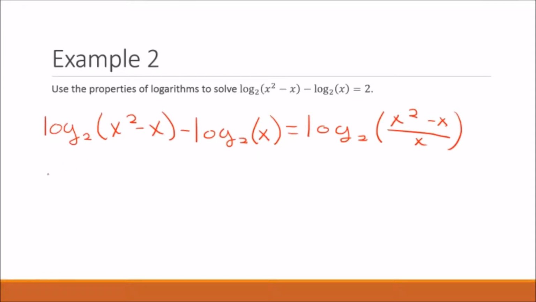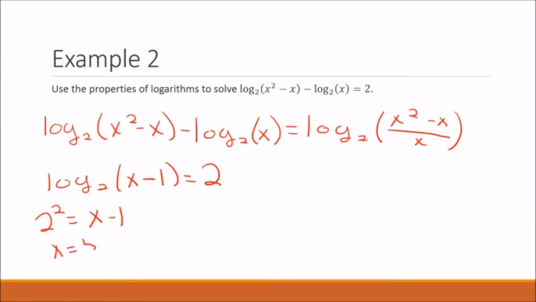Now the equation that we're trying to solve is log base 2 of x minus 1 is equal to 2. Here we can use the definition of the logarithm and rewrite this in exponential form as 2 squared is equal to x minus 1. Solving for x, we have x is equal to 5.